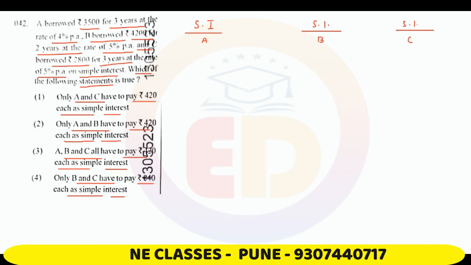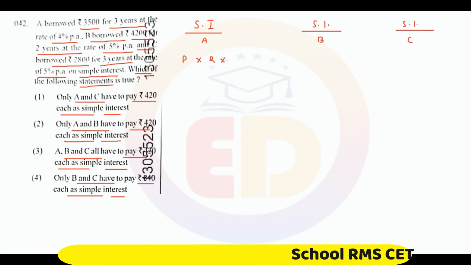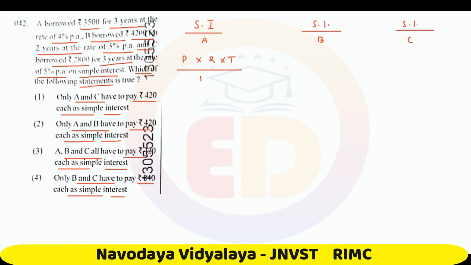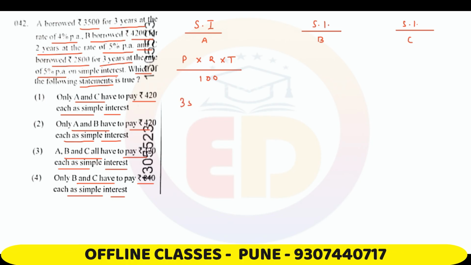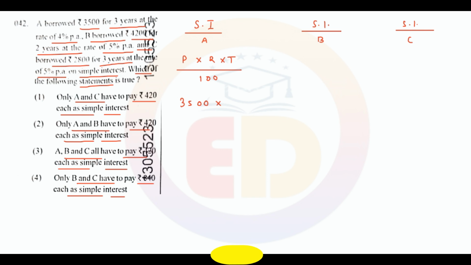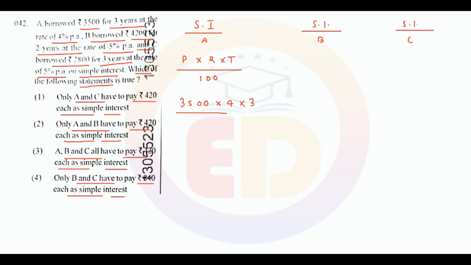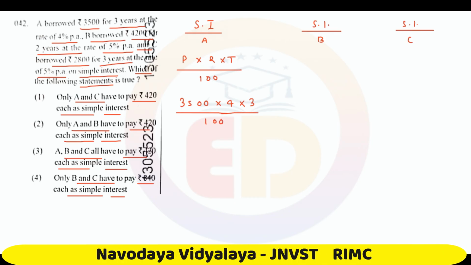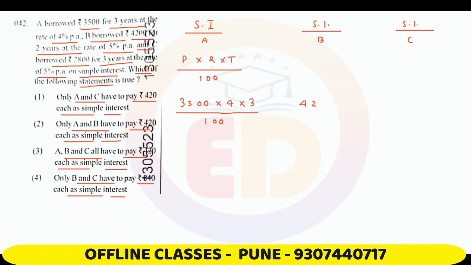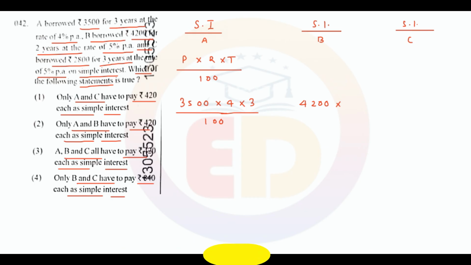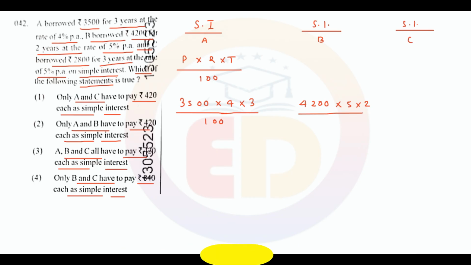Simple interest, we know, is principal into rate into time upon 100. Let's apply this formula onto all three. For A, the principal is 3500, rate is 4%, and time is 3 years upon 100. For B, the principal is 4200, rate is 5%, and time is 2 years upon 100.